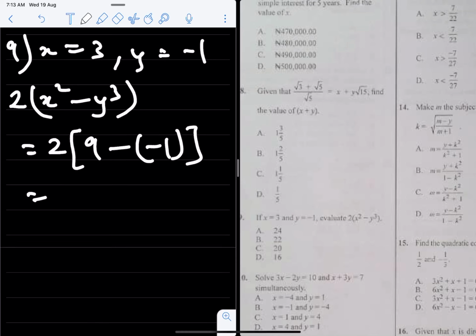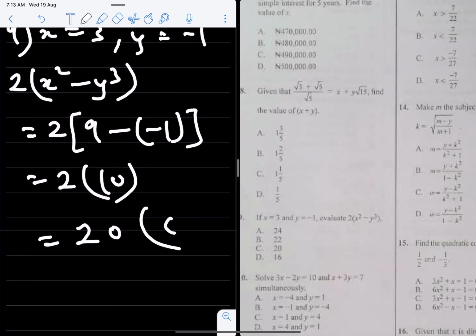So this gives 2 times 9 plus 1, which is 10. And the answer is 20. The correct option is C.